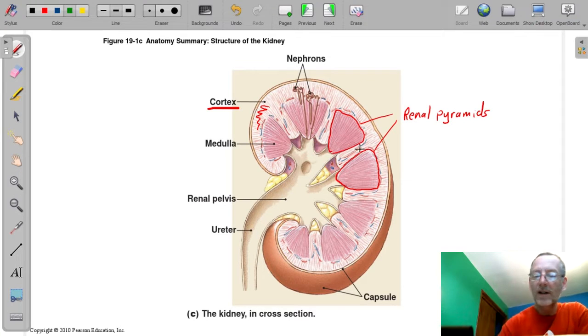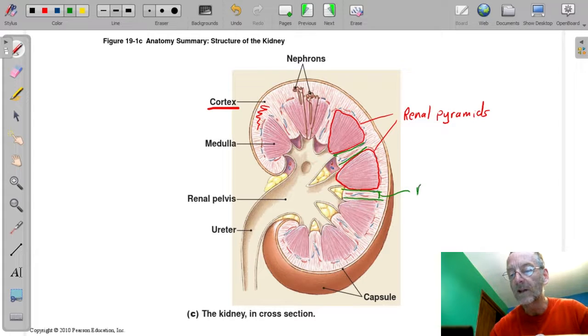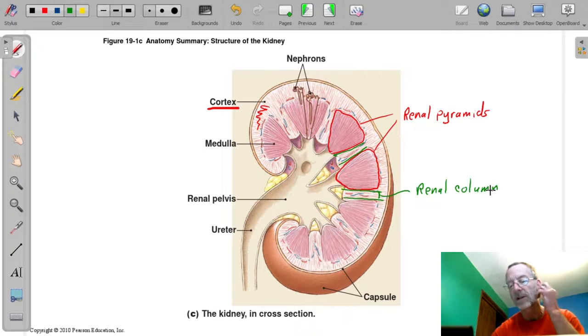And between those are what are referred to as renal columns. So when you're just looking at the gross cross-section, those are the renal columns. I don't recall ever asking anybody about those, but that's what they're talking about.